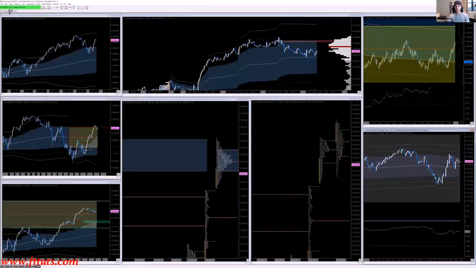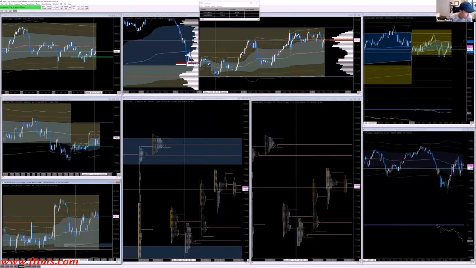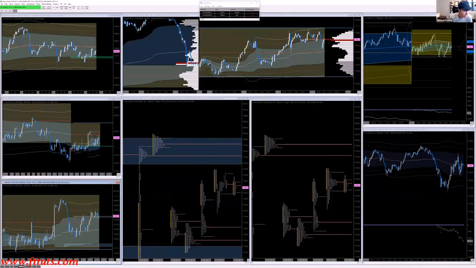NASDAQ. Gold. What does gold look like? Gold, I'm just going to make this neutral because it's trying to put in a little time acceptance IB up for the month. Weekly still bearish.